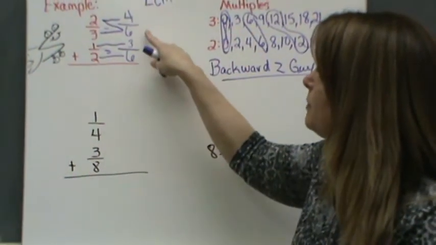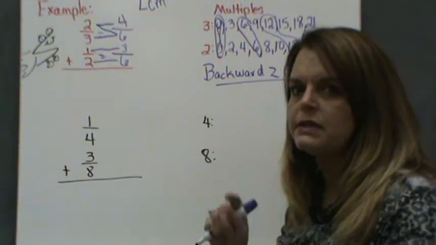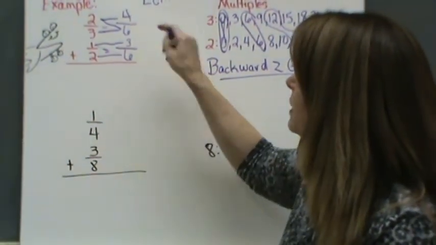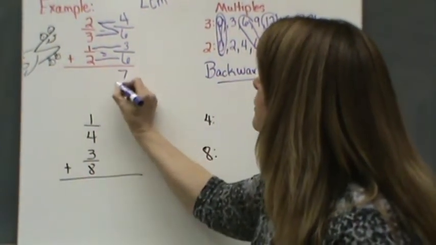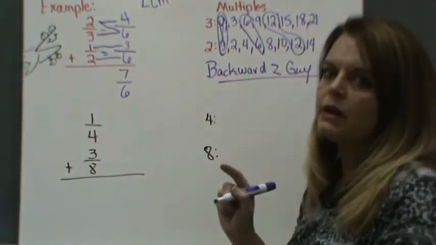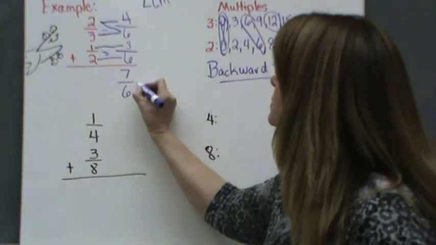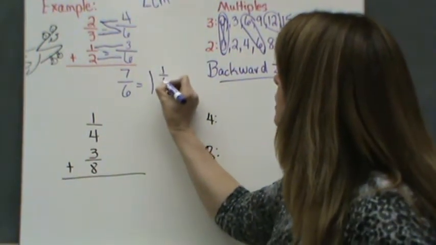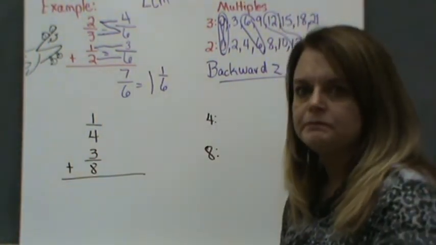Well, now I have common denominators, so all I have to do is add the numerators. 4 plus 3 is 7. My denominator stays the same. 7/6, I know that that's more than 1, so I have to reduce my fraction to 1 and 1/6.